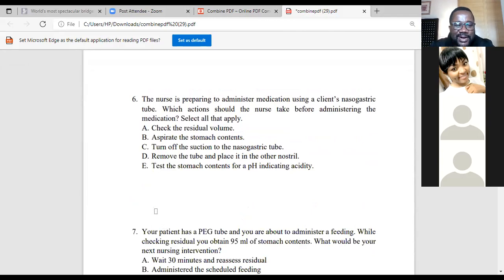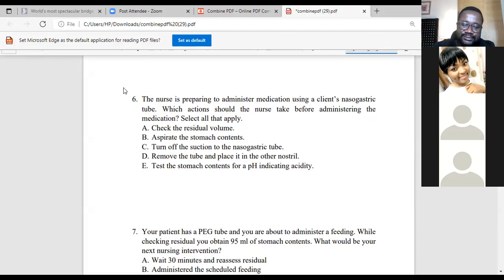Yes. Let's go. 6. The nurse is preparing to administer medication using a client's nasogastric tube. Which actions should the nurse take before administering the medication? Select all that apply. This is an NCLEX question. For DHA, DOH, MOH, they will tell you to select more than one option. You will not see "select all that apply." They will tell you more than one option is correct, which means you can choose more than one option.